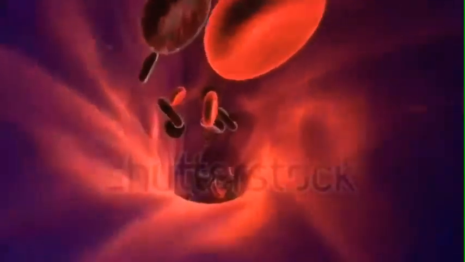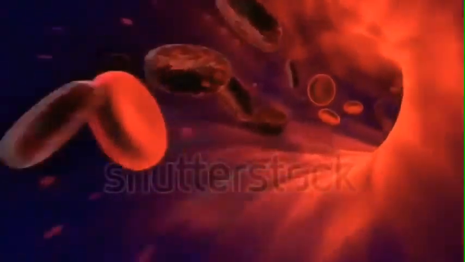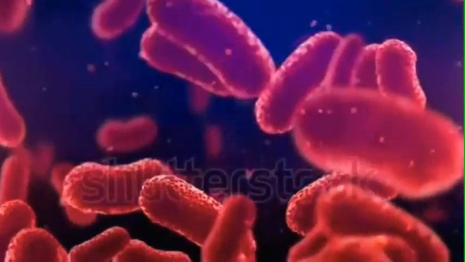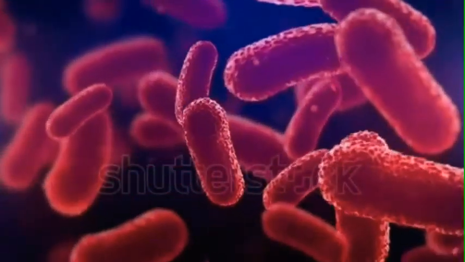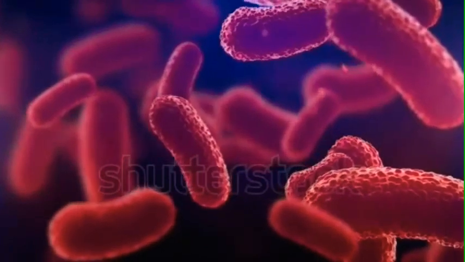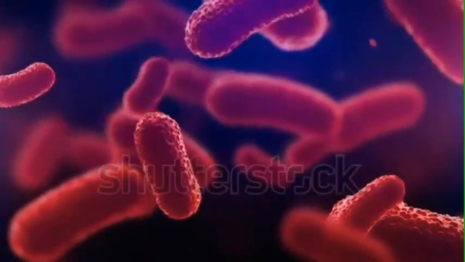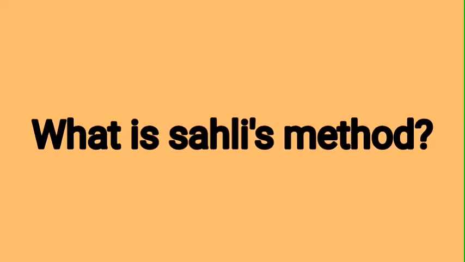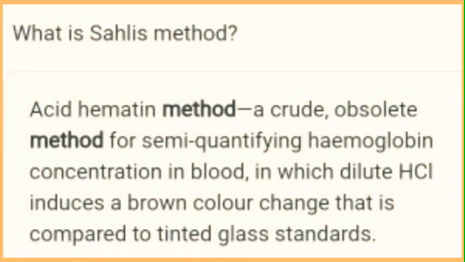Basically, in pathological labs, two methods are used: Sahli's method, which is nowadays outdated, and the second one is Drabkin's or cyanmethemoglobin method. So, what is Sahli's method? That is the acid hematine method. It's also called the acid hematine method.